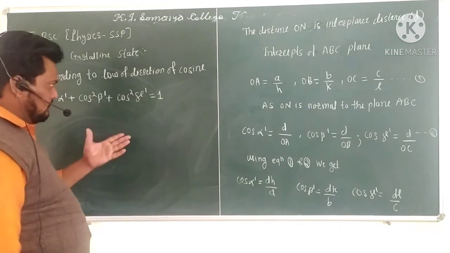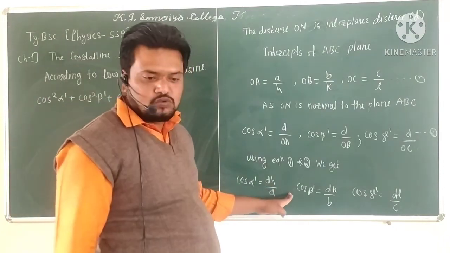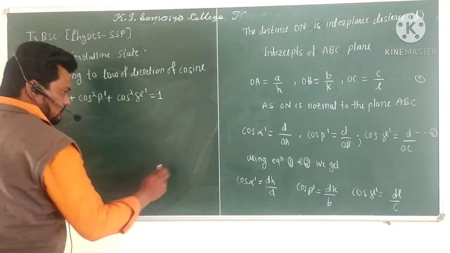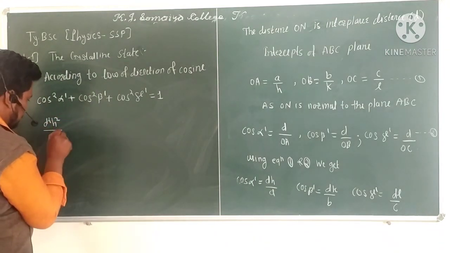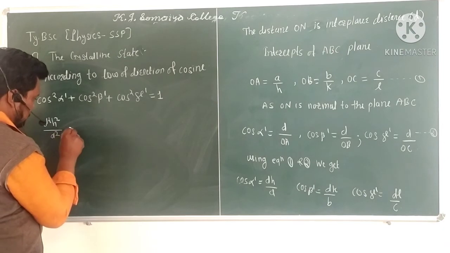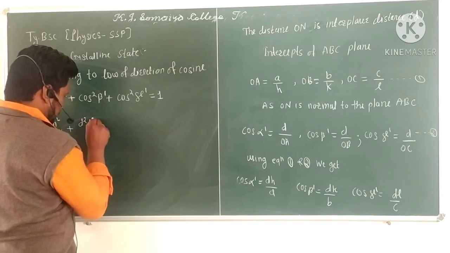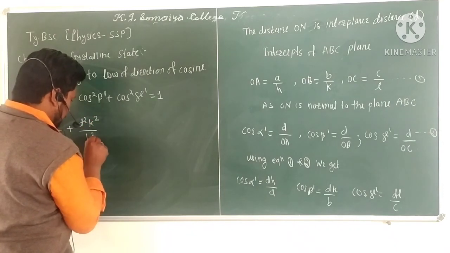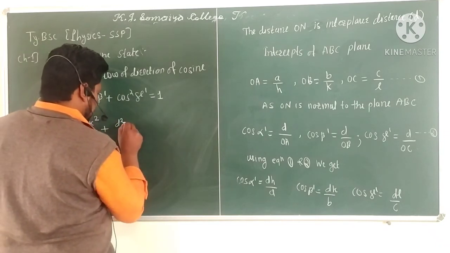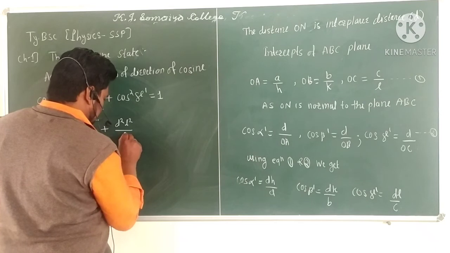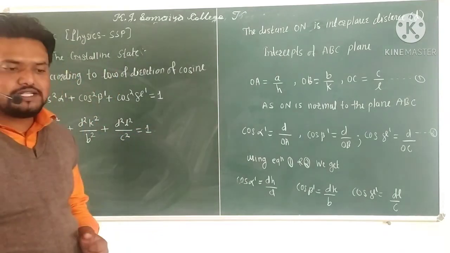And if we square the LHS side, and then the RHS side, we get d square h square upon a square plus d square k square upon b square plus d square l square upon c square, which is equal to 1. This is according to the cosine law.